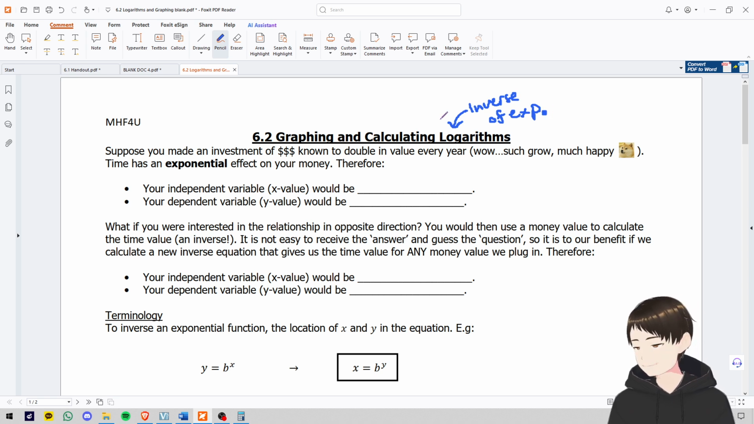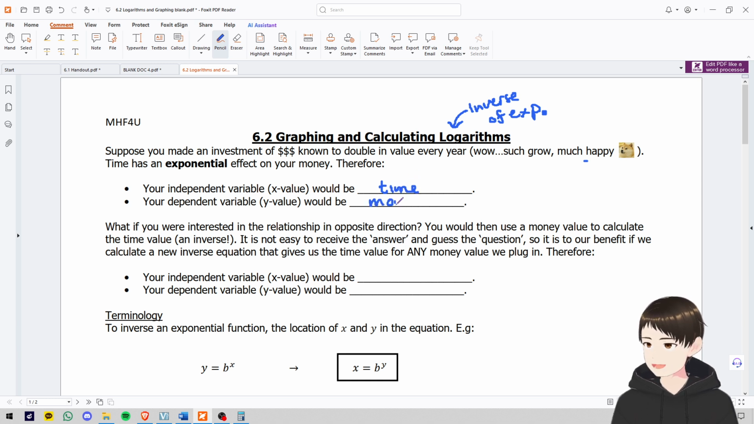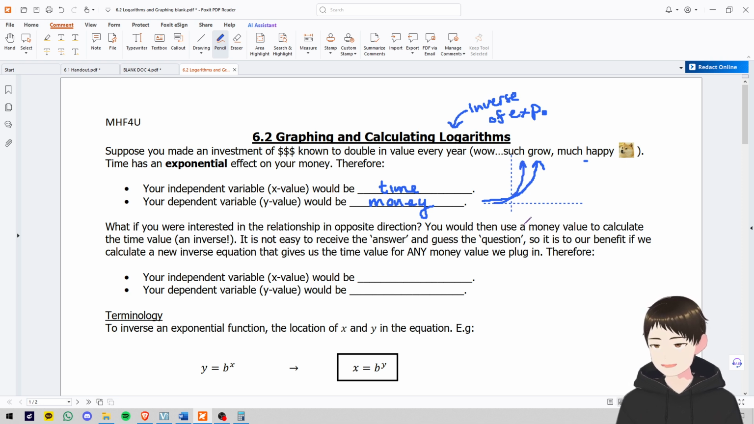We're going in fresh. Suppose you made an investment of money known to double in value every year. I made this a long time ago when crypto was getting big. Okay, so don't worry about that. Time has an exponential effect on your money. Therefore, as time passes, my Y value increases, and that's money. If this were some kind of graph, we would love our time to money chart to look something like that. Okay, and the steeper it is, the better, because you're making more money.